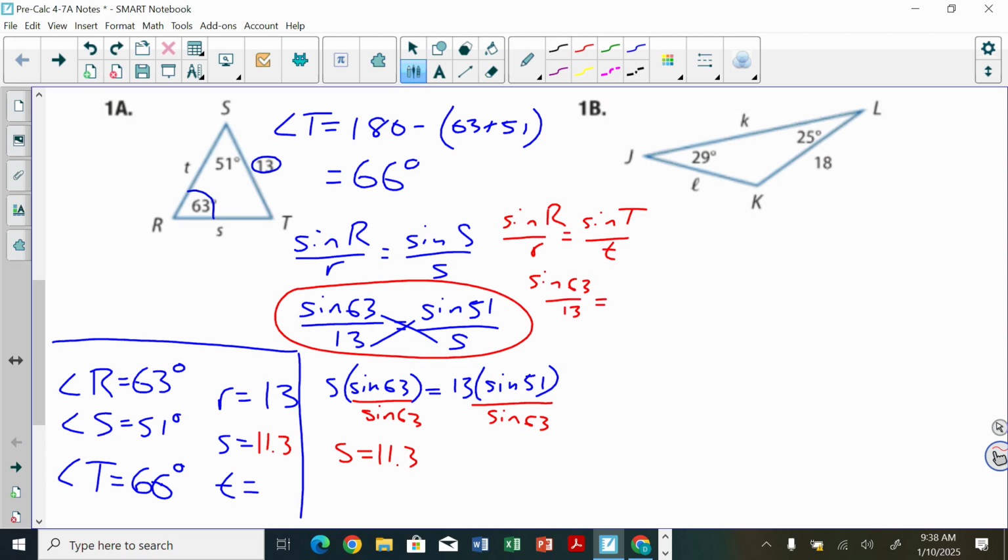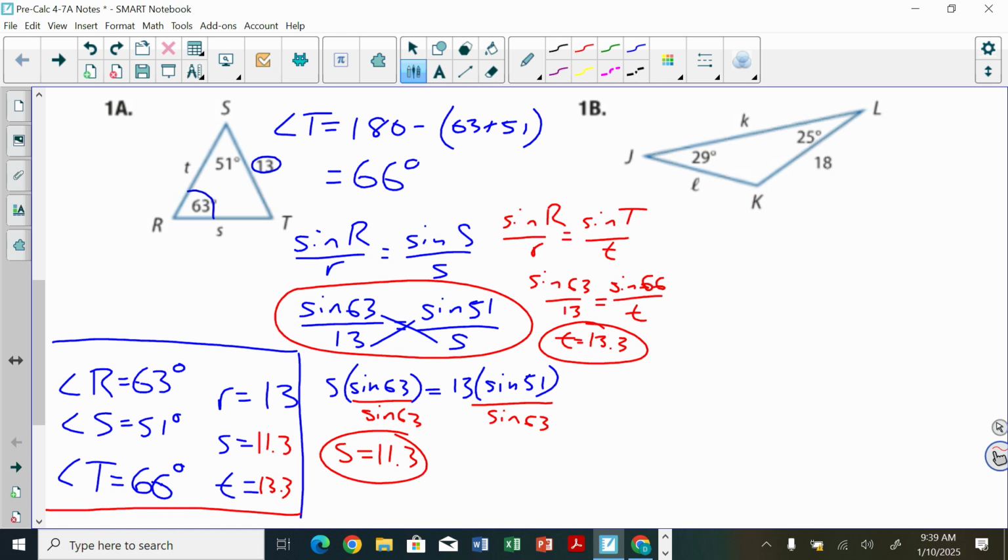I know angle T is 66 now because we found that. So sine of 66 over T. And then again, cross multiplying and solving would give me T equal to 13.3 to the nearest tenth. And I would have my triangle solved.